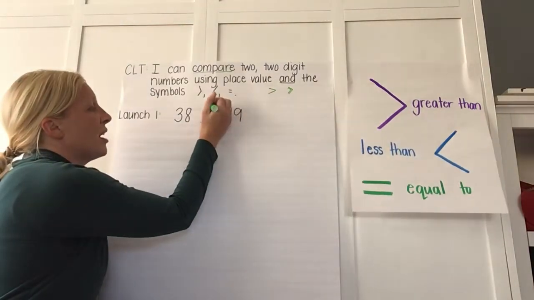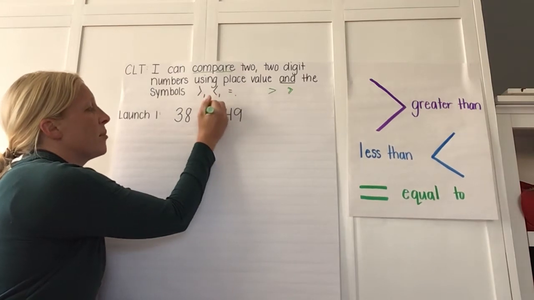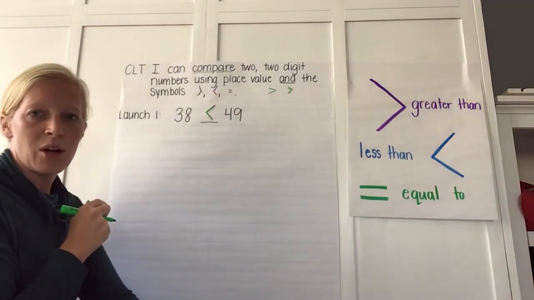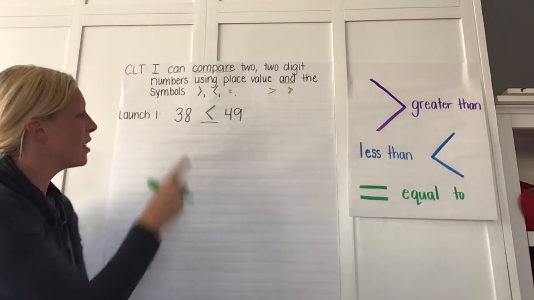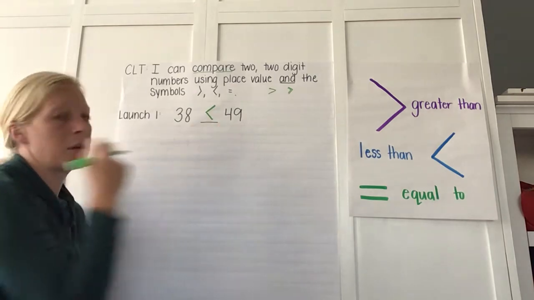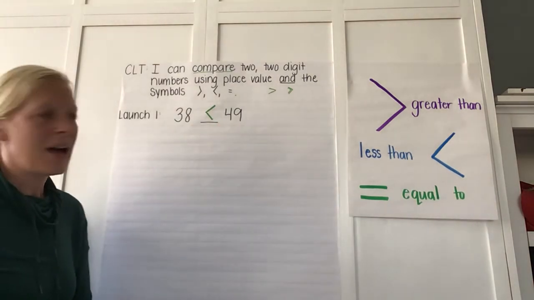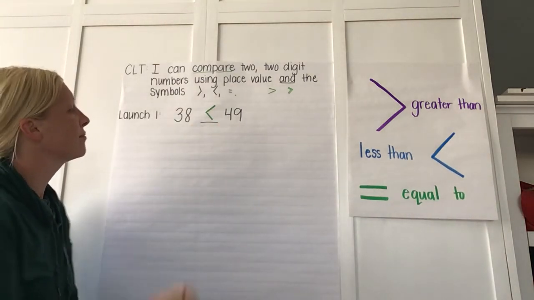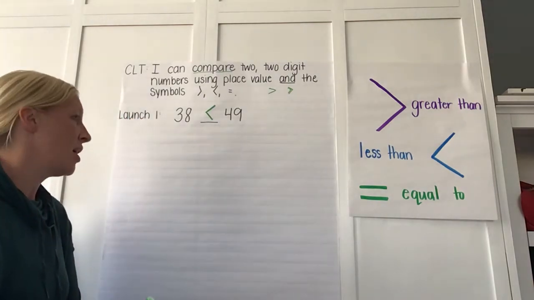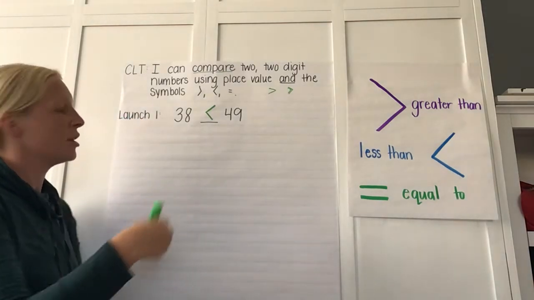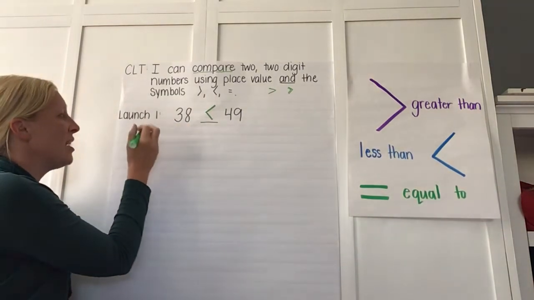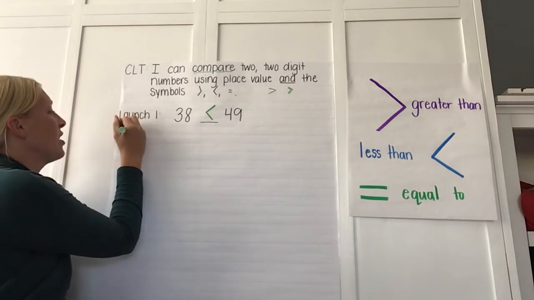Okay, so you say that you think this number is bigger and this one is smaller. Wiggle waggle if you agree that 38 is smaller, or less than, 49. How do you know? Okay, so when I'm counting and I'm saying 30, 31, 32, 33, 34, 35, and I keep going, I say 38 before I say 39.